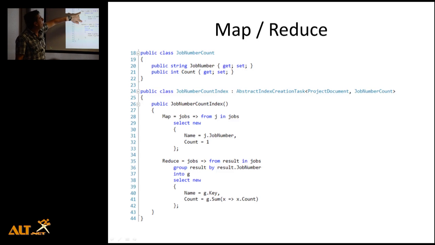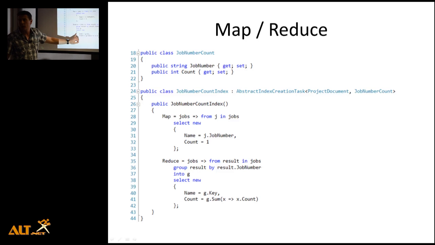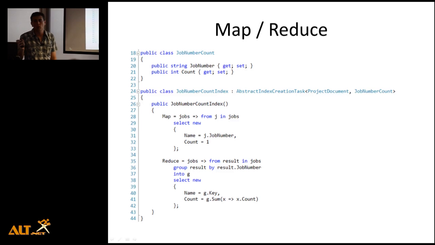What we're going to do is map job numbers, and we're going to get each job number a count. And then, just like your regular aggregation that you do in SQL or anywhere else, we're going to group by the job number. And what we're going to get is the sum operation of that count. So for every job number, I'm going to know how many projects reference it. That's it. That's a map reduce.